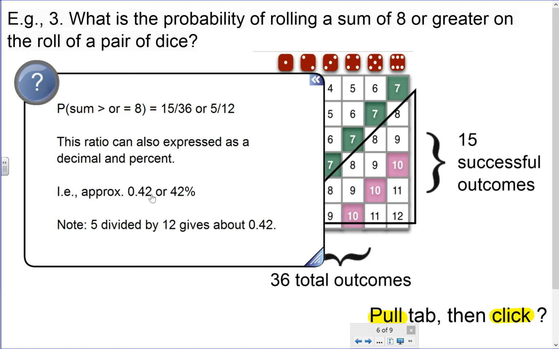So with our formula, we'll say the probability P of a sum greater than or equal to 8 would be 15 on 36. And in lowest terms, if we divide the top and bottom both by 3, we'll end up with 5/12. And as a percent, 42%, or a decimal of 0.42.